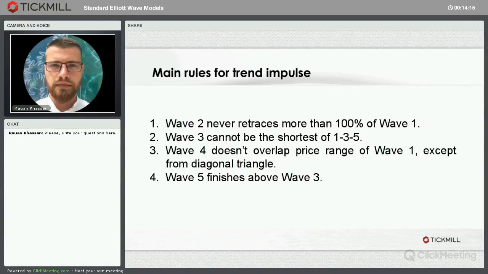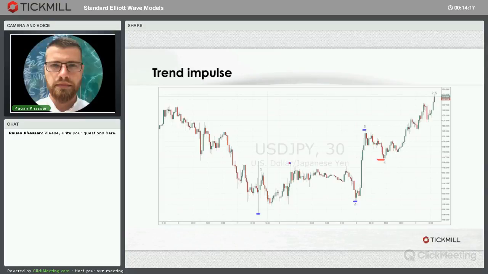Finally, wave 5 should finish above wave 3. As you can see, the top for wave 3 is made up at 120.20, and the current price action has gone closer to 121. So according to the main rules of trend impulse, the price action we are seeing now on the USD JPY chart is correct according to trend impulse specifications.